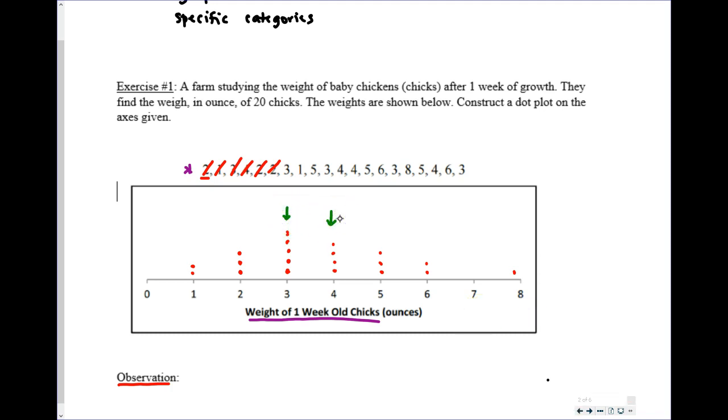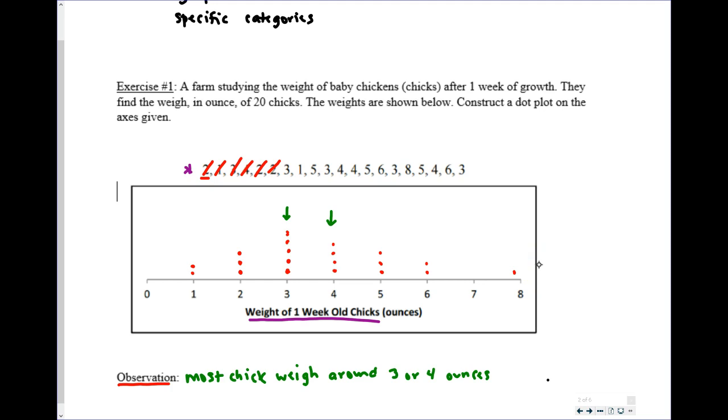3 or 4. So my observation is that most chicks weigh around 3 or 4 ounces. There are other observations you can make here. You can say that there's one chick that weighs 8 ounces, which is really not at all close to what the others weigh, okay? We kind of call that an outlier. We're going to talk about that a little later, okay?